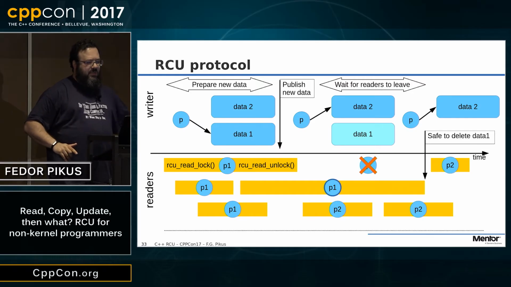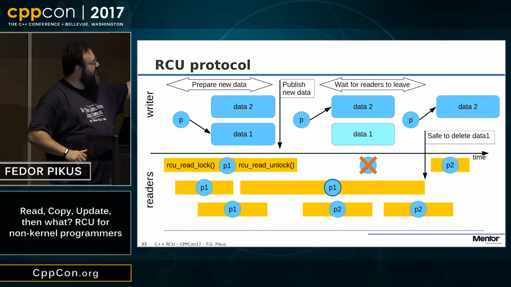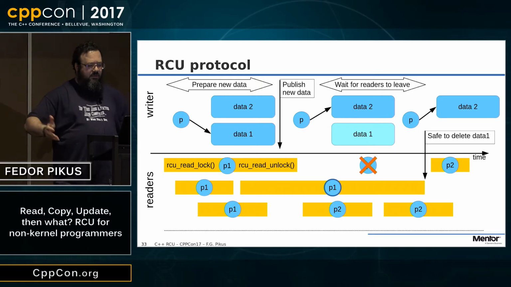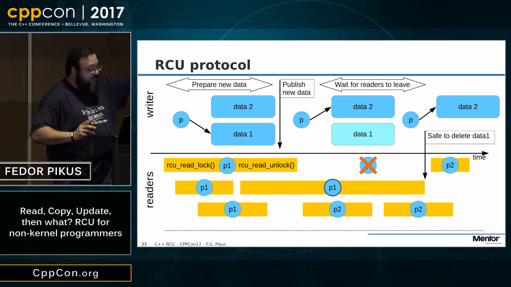So the reader calls read-lock and gets the root pointer. And this is the beginning of the section. The pointer points to data 1, so we'll call it P1. That's all you can get at this point. And you keep using it until you're done, and then you call read-unlock. Another reader thread also gets P1, and another, I haven't changed anything, so all my readers at first get P1 because there isn't anything else. Now, I publish the new data where this vertical arrow is.